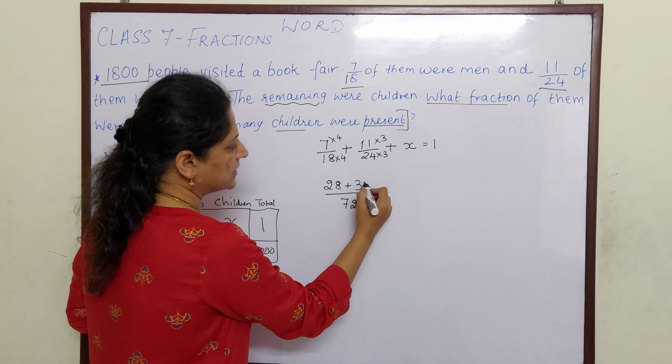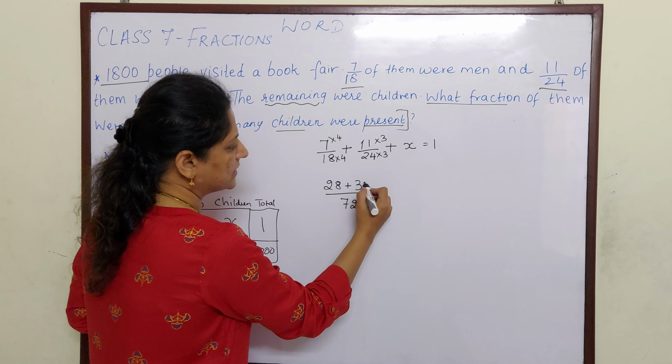1800 people visited a book fair. 7 by 18 of them were men and 11 by 24 of them were ladies. The remaining were children. What fraction of them is children and how many children were present?